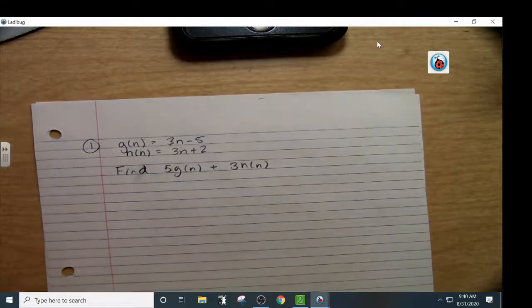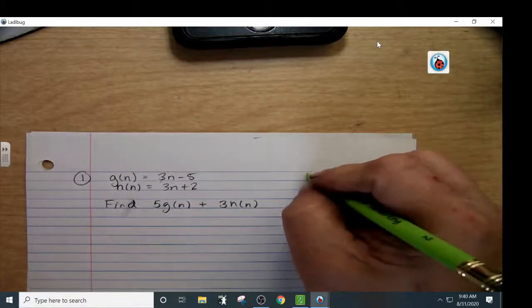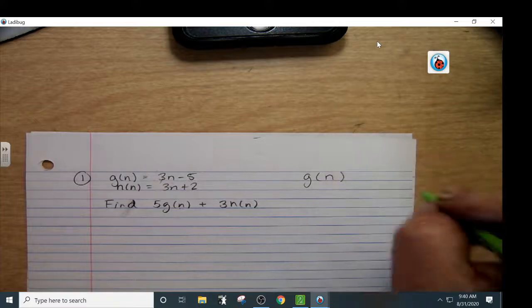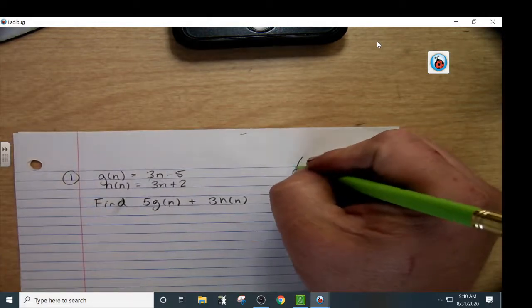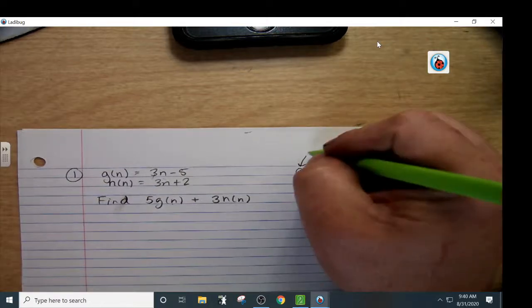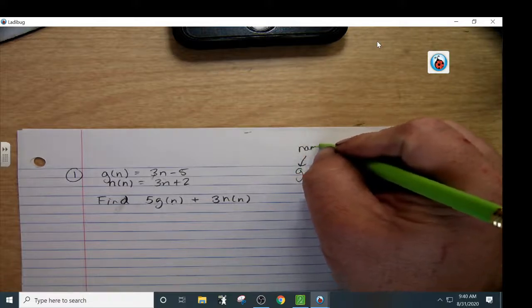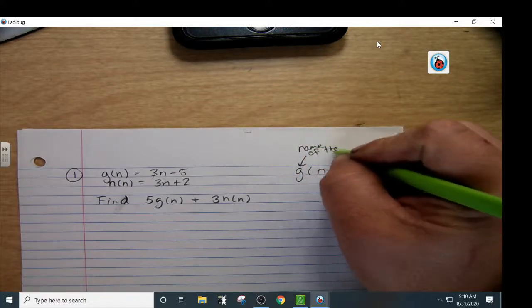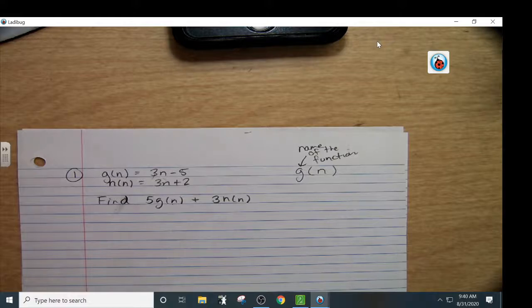Now, so guys, a couple things. Let me just put this over here so you can write it. Okay, so notice we've got a g of n and an h of n. So let's talk about a couple things about these functions. The letter out front, that is the name of your function. So if I say function g, that's its name. A lot of this is just notation.